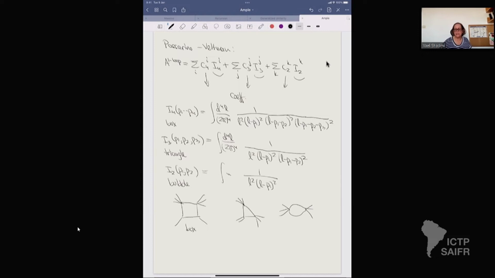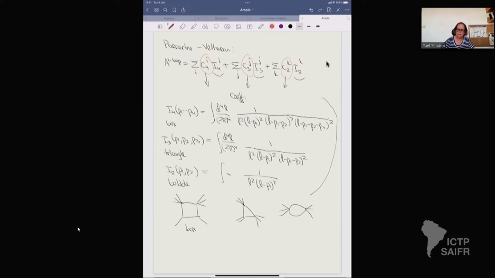And these are just scalar integrals. There's nothing going on in the numerator. And the expressions for all of them are known. So the expressions for all the boxes and triangles and bubbles are known. So essentially, when we calculate a loop amplitude, the things that we really need to find are these coefficients. The coefficients of the box, triangle, and bubble integral.